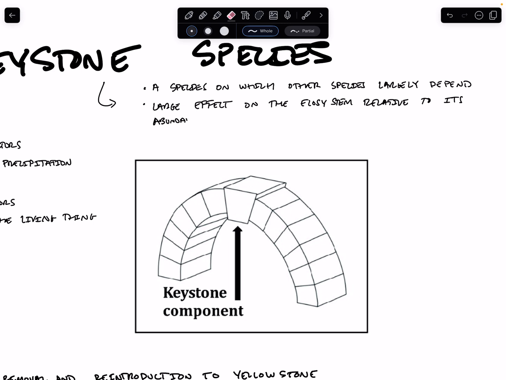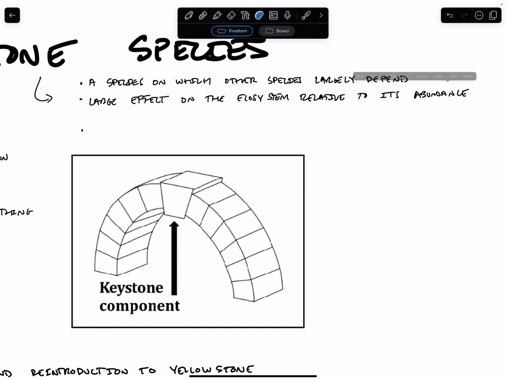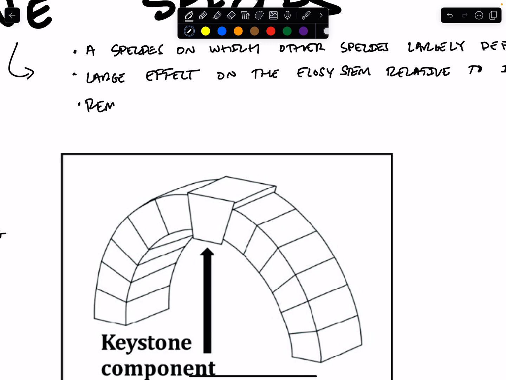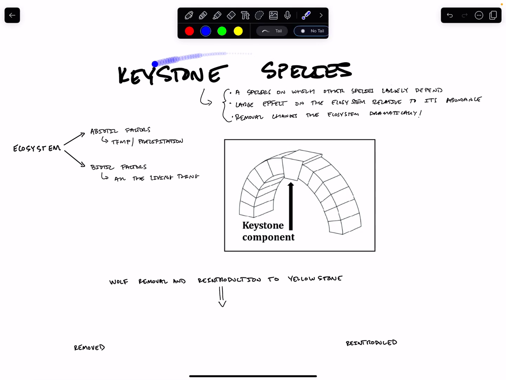So, for example, you don't need very much of a keystone species in order for it to have a pretty large impact on the ecosystem. That's what that sentence means. And then the last qualification to be a keystone species is that the removal changes the ecosystem dramatically. Okay, so all three of these characteristics, that was a horrible curly bracket. All three of these characteristics are necessary in order to be a keystone species.